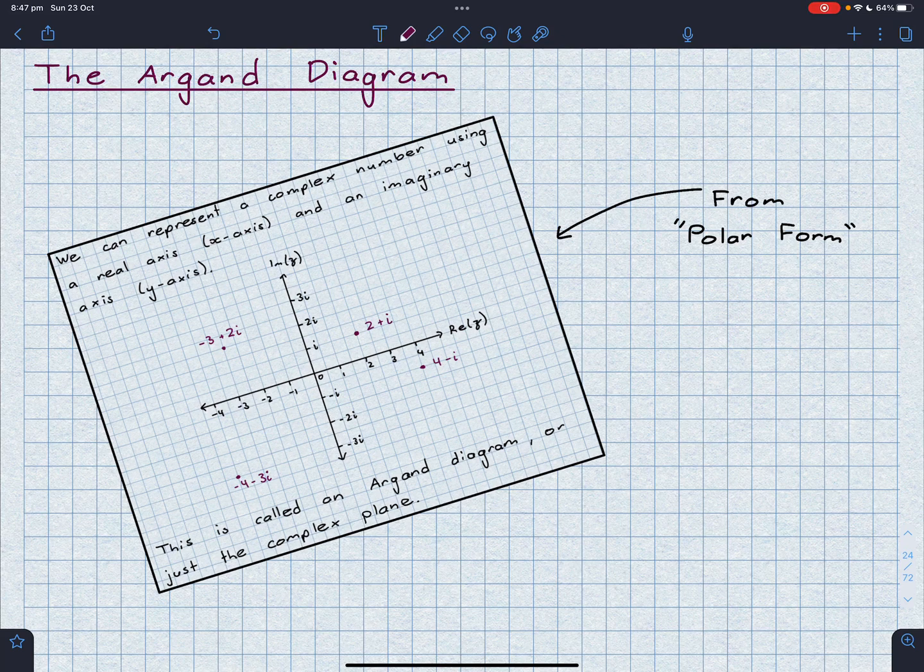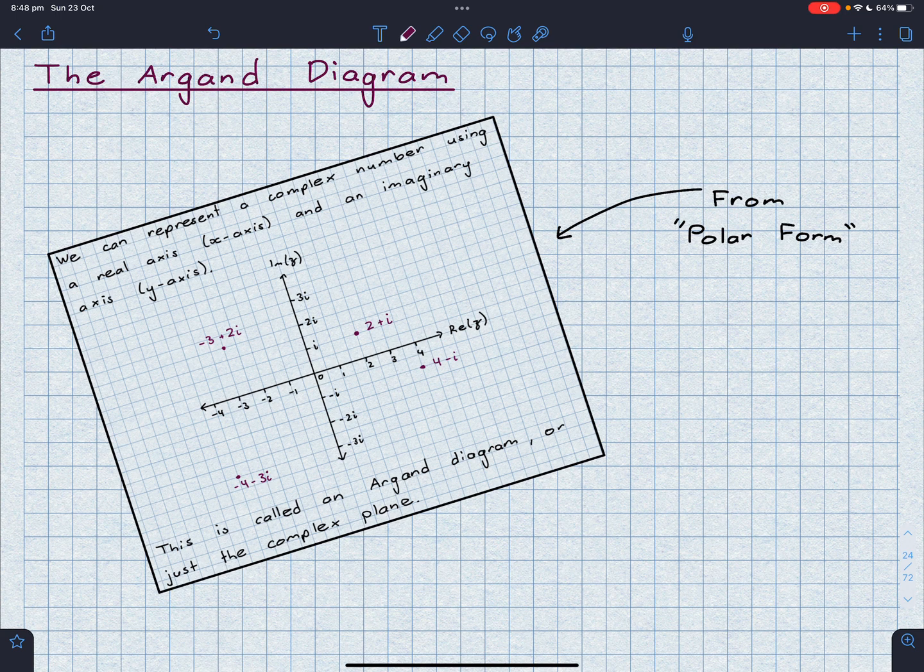Hi everyone. Today we're going to talk about the Argand diagram. So back when we looked at polar form of a complex number, we talked about how we can plot points on a real and imaginary axis in the same way that we would plot points on a Cartesian plane with an x and a y axis. So the real part of our complex number goes on the real axis, same as the x-axis, and the imaginary part goes on the imaginary axis or the y-axis.